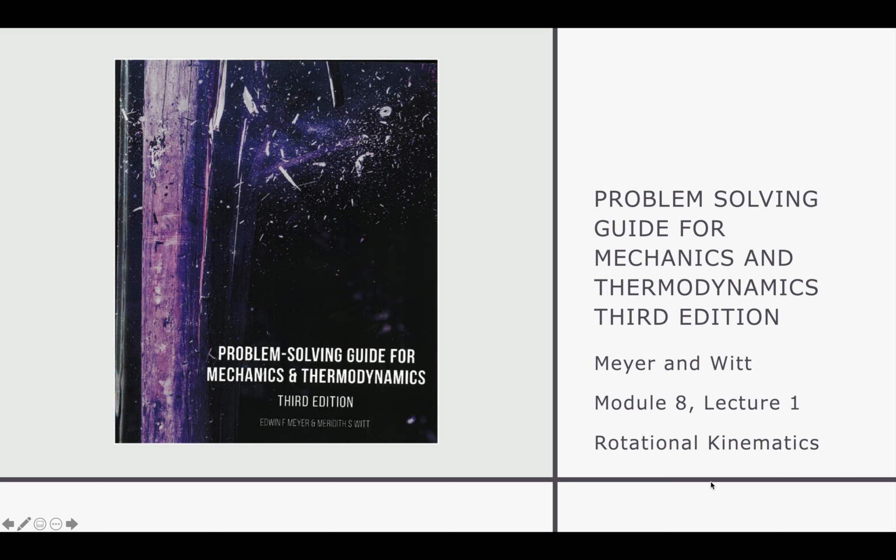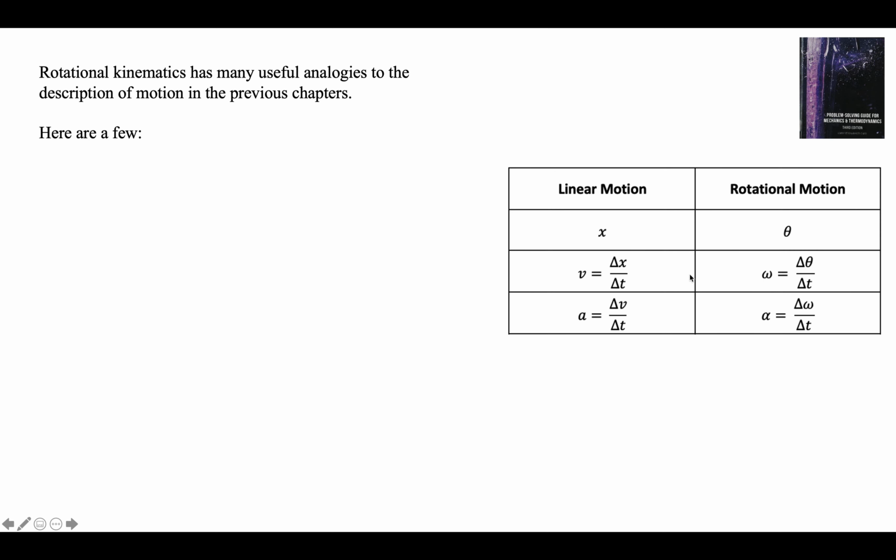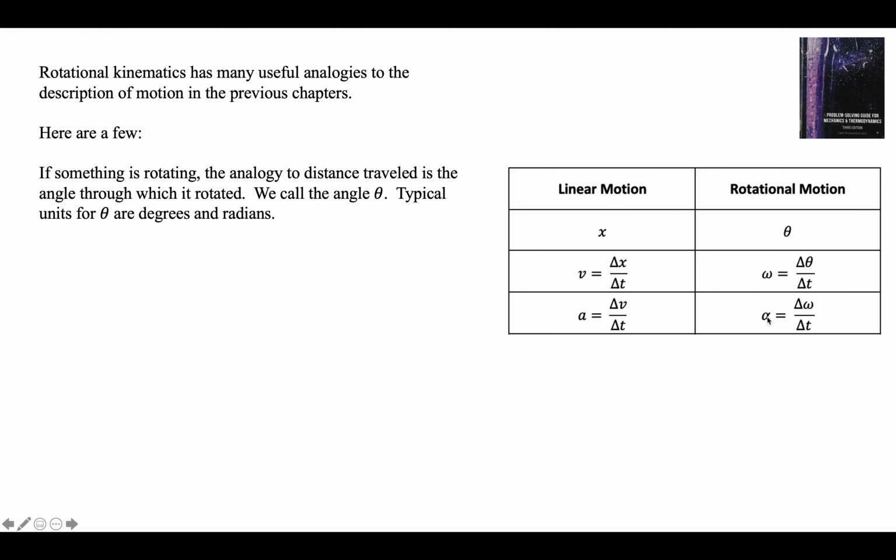This is lecture 1 for module 8 in the book Problem Solving Guide for Mechanics and Thermodynamics. The subject is rotational kinematics. Rotational kinematics has many useful analogies to the description of motion we did in the first couple modules. So instead of distance x, speed v, acceleration a, we have angle theta, angular speed omega, and angular acceleration alpha.